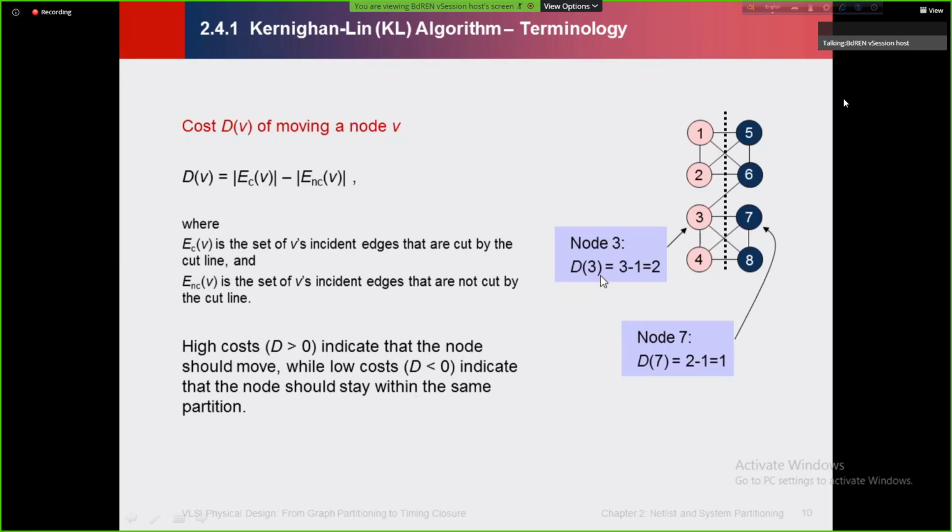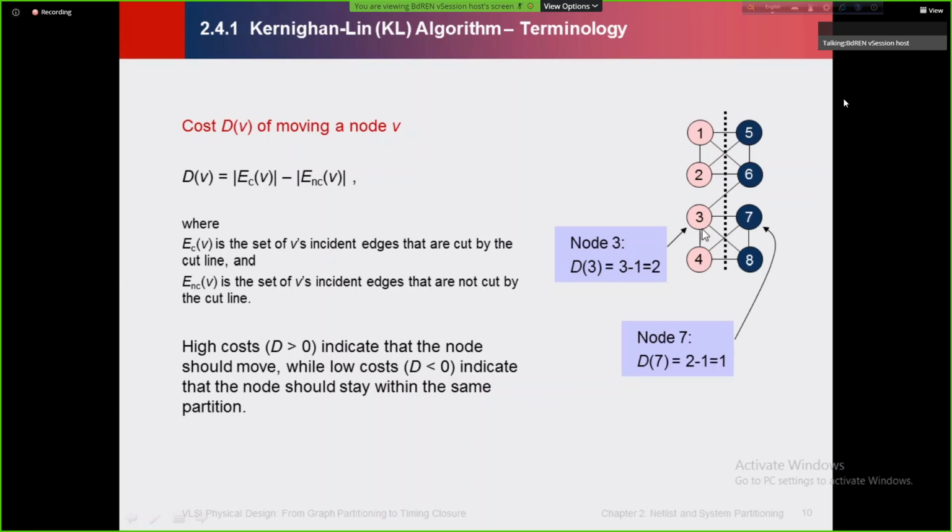So here they are giving 2 examples. Let's say for 3, the cost for each node will be the total number of lines coming out of this node which are crossing the separating partition line.